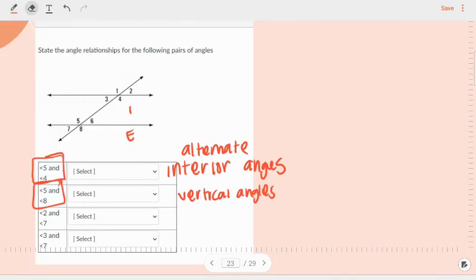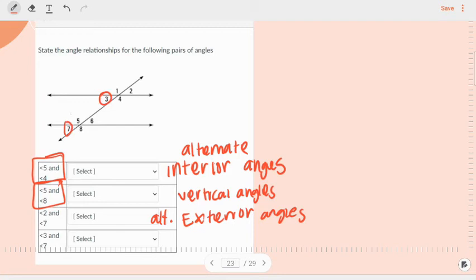All right. Next is 2 and 7. Now you'll notice that these are both on the exterior. So I'm going to start with exterior. And they are on alternate sides of that line. So alternate exterior angles.